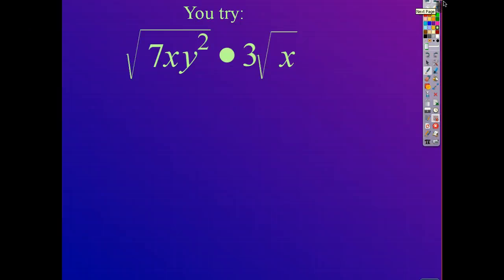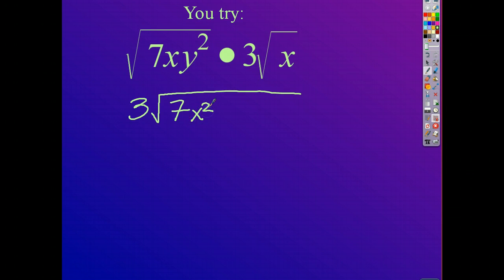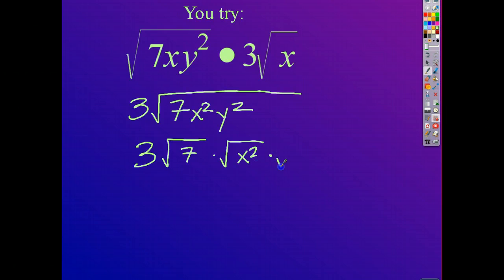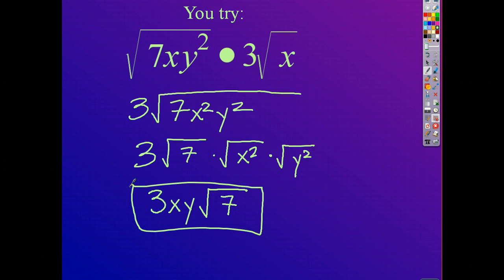All right, so what you should have done, hopefully, is you would have rewritten this as 3, and we can do everything underneath this radical. So we have 7 times x squared times y squared. All right, then you can break this up as the square root of 7 times the square root of x squared times the square root of y squared. All right, and then you're going to get 3. Okay, this stays. This becomes x. This becomes y times the radical 7. Okay? And again, check yourself.